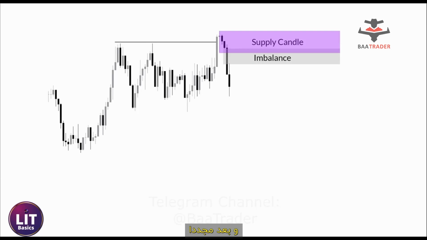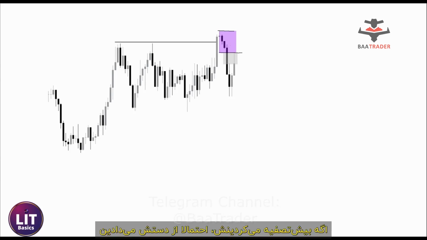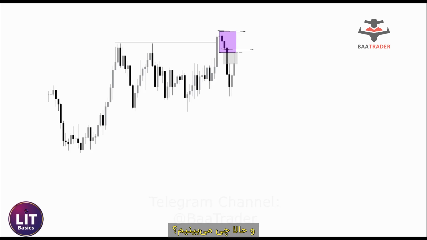And then again, what do we think is going to happen here? We've created liquidity, we've taken out that liquidity. Now we have left an imbalance. This here is our supply candle. So next, what do we see? Well, we obviously see a fill of this supply candle. If you had over-refined, you likely would have missed it.